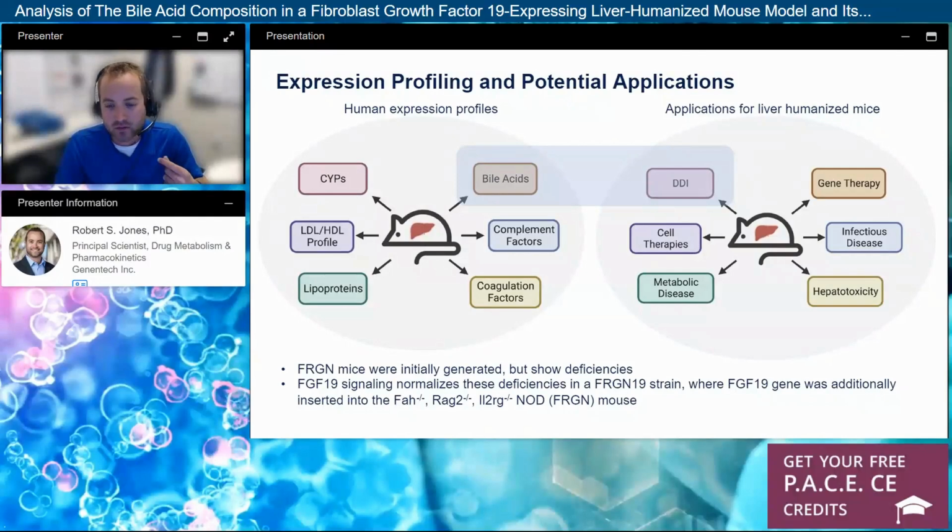And this was able to normalize these deficiencies using a new term, FRGN19 strain, where this FGF, or fibroblast growth factor 19 gene, was added, and then it helped to suppress and attenuate some of these elevated bile acid levels. And I'll explain that on the next slide as well.